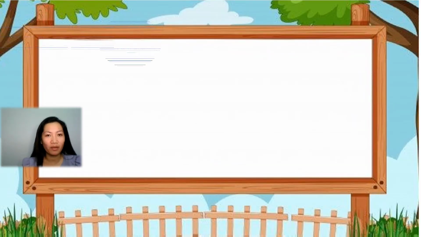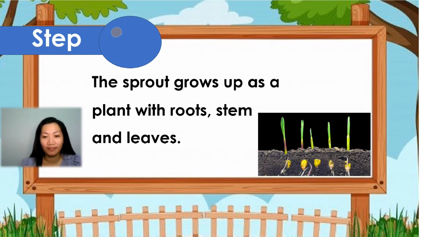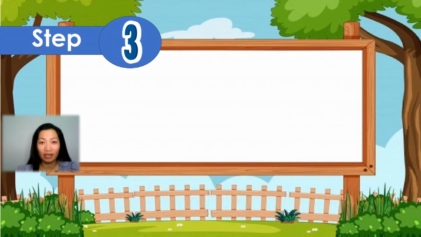We have step number 2. We have sprout. Sprout grows up as a plant with roots, stem, and leaves. Remember, plants start with the roots, and then after that we have the stem, followed by the leaves. That is step 2. Again, it starts from the root, the stem, and the leaves. So we have step number 3.